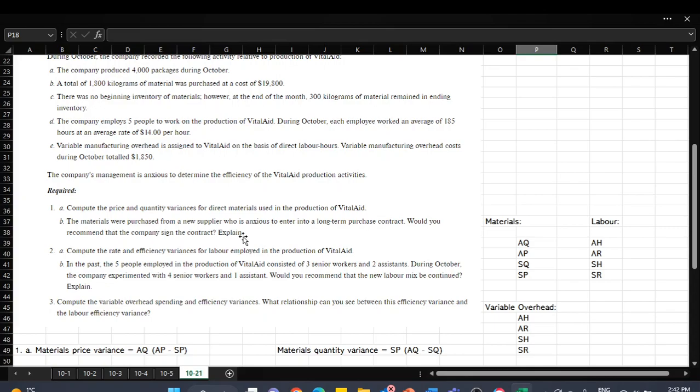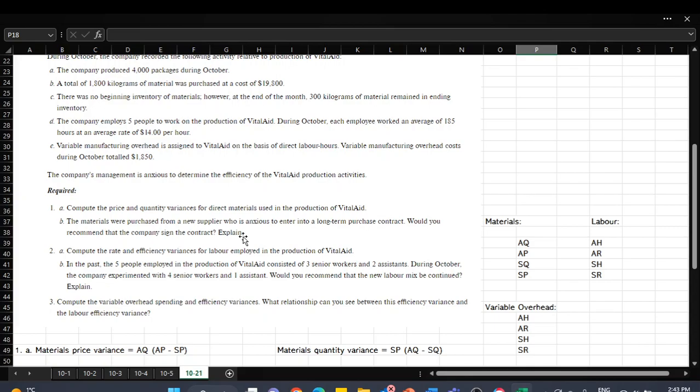Next, we're going to compute the rate and efficiency variances for labor employed in the production. In the past, the 5 people employed consisted of 3 senior workers and 2 assistants. During October, the company experimented with 4 senior workers and 1 assistant, and we want to recommend if that new labor mix be continued. And then finally, we're going to compute the variable overhead spending and efficiency variances and comment on any relationship that we could see between the efficiency variance and the labor efficiency variance.